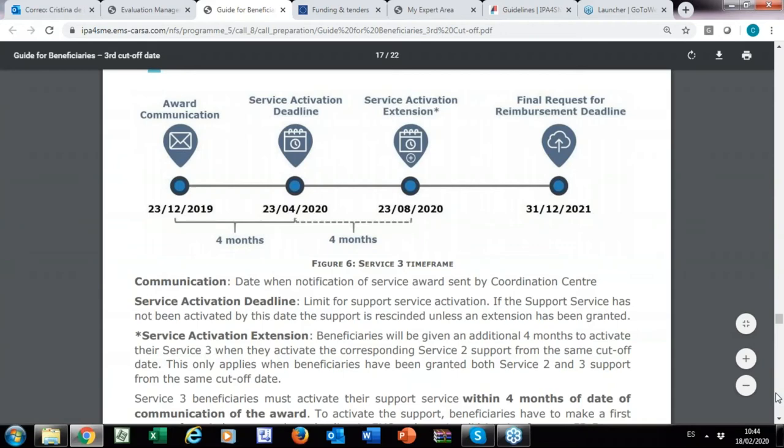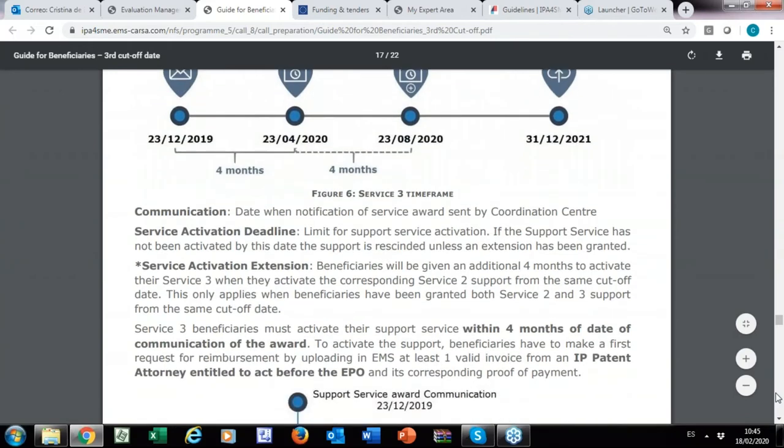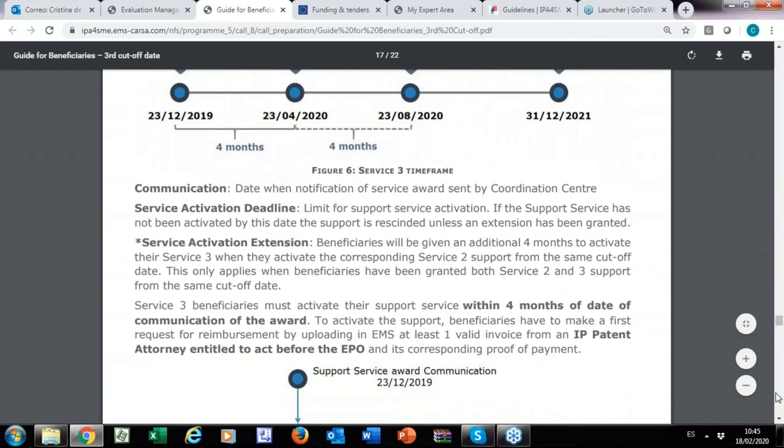And here we enter another concept to give more confusion into the whole thing, which is a service activation extension. This is something that we figure might be interesting for you when you have been awarded both service two and service three at the same time. We will go to that a little bit later. And then a final request of reimbursement. Communication is the award, the date when you were told via email that you've been selected. Service activation deadline is the limit for service activation.